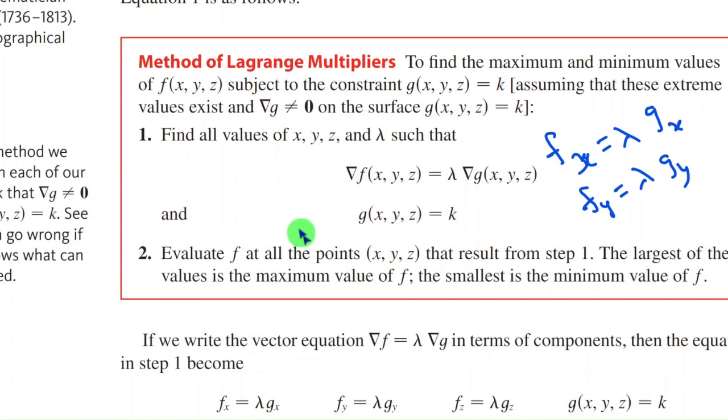We have to find all the values of x, y, z and lambda that satisfy all of these. And then the second step: evaluate f at all the points x, y, z that result from step 1. From the points obtained in step 1, we have to calculate all the values of f.